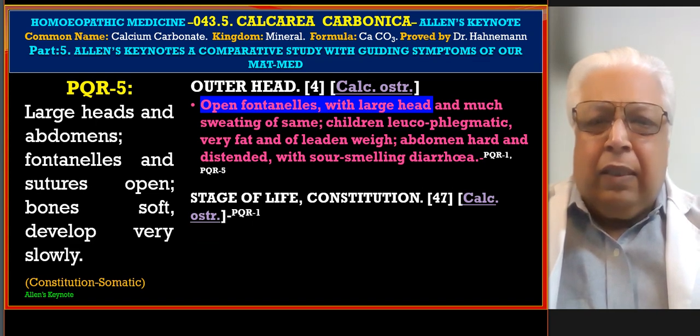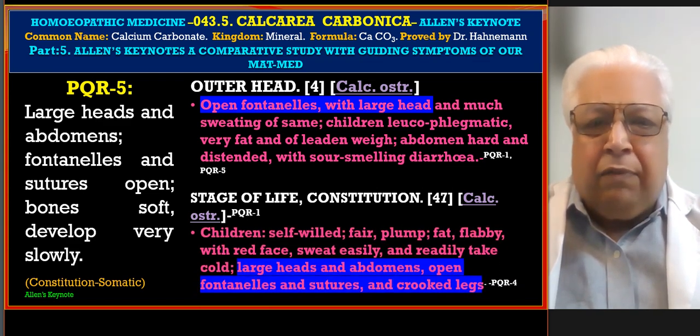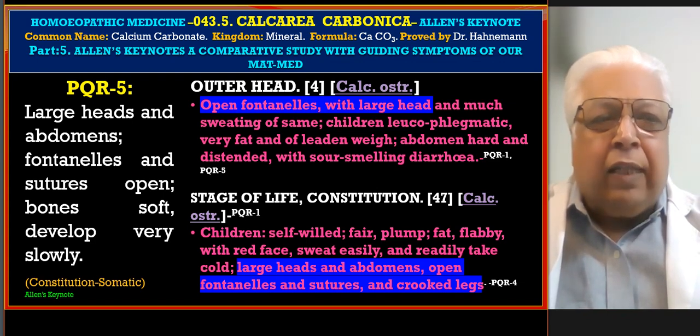We get further reference in Stage of Life and Constitution, section 47. Children's first grade representation is there: self-willed, fair, plump, fat, flabby with red face, sweat easily and readily take cold. And then comes this particular reference symptom: large heads and abdomen, open fontanelles and sutures, and crooked legs.